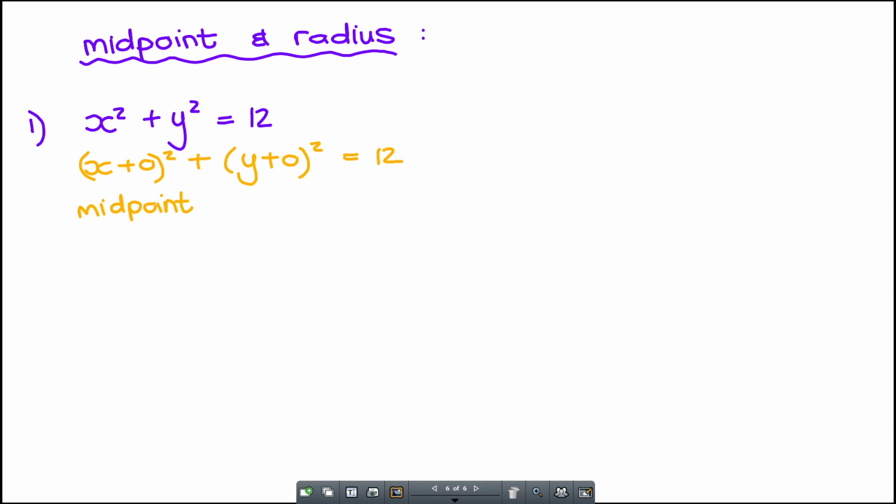I now did what we did right in the beginning. Okay, so the midpoint here would be where x is 0 and y is 0. Radius squared was actually 12, right? So therefore the radius would be square root of 12. Does it now make sense? Everyone?